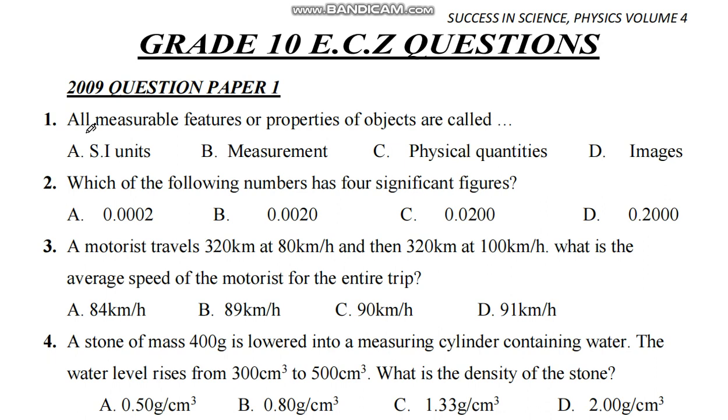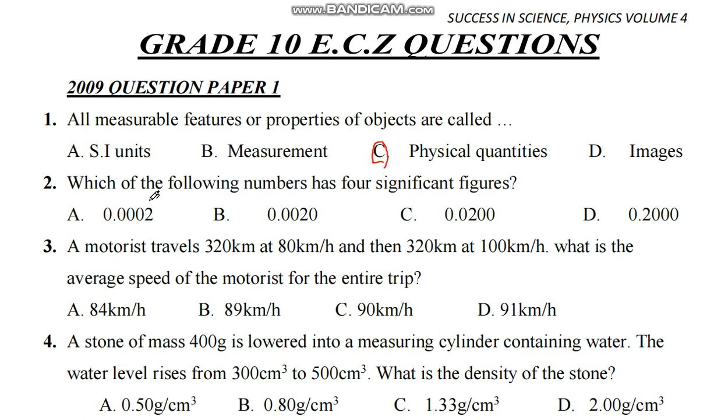We are going to start with these from the 2009 question paper 1. The first question says that all measurable features or properties of objects are called. The answer is physical quantities.